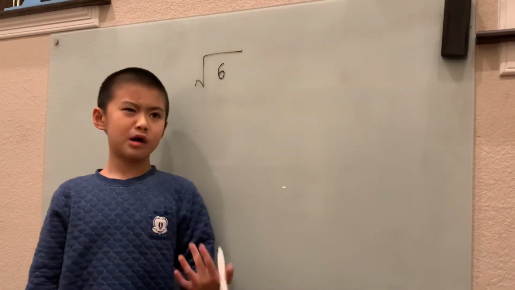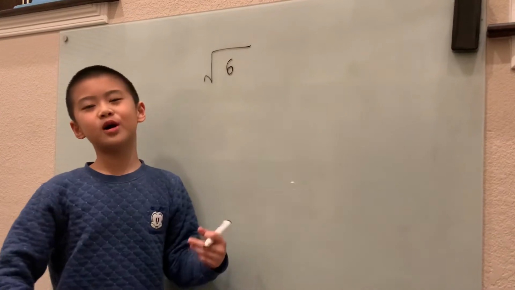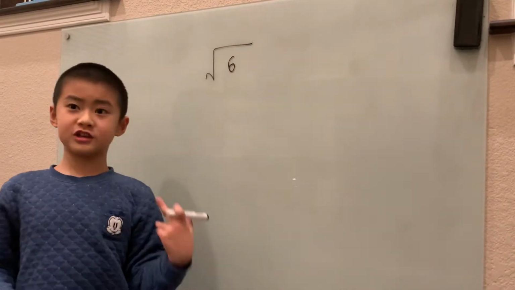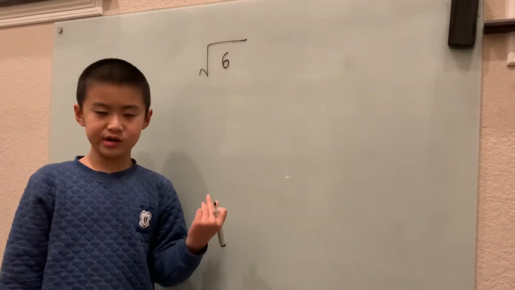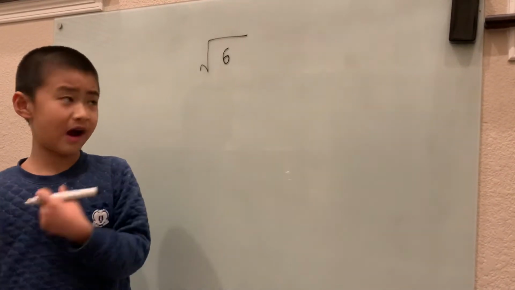We're going to talk about non-integer square roots. Now, you all know about the square roots of perfect squares. For example, the square root of 25 is 5, since 5 squared is 25.